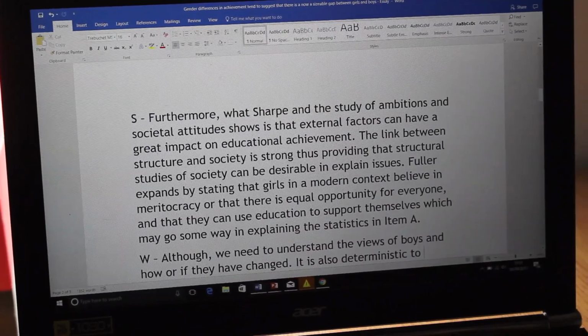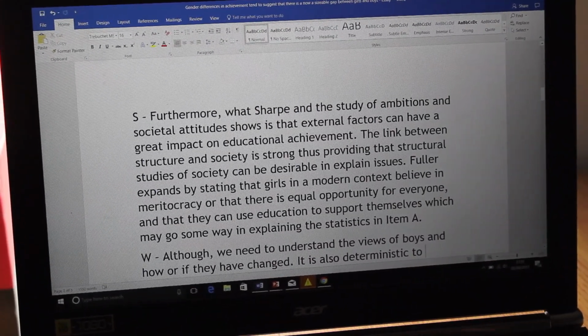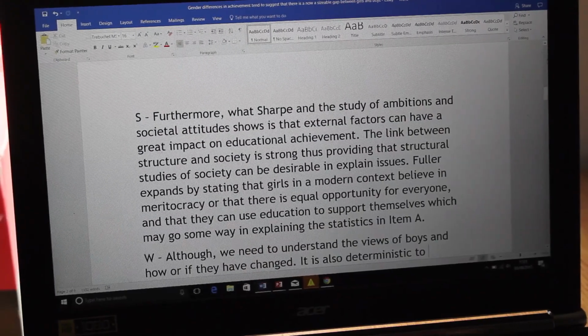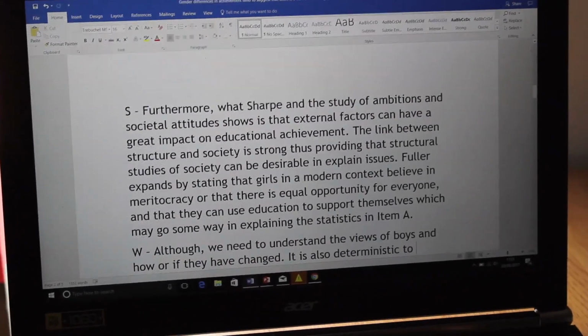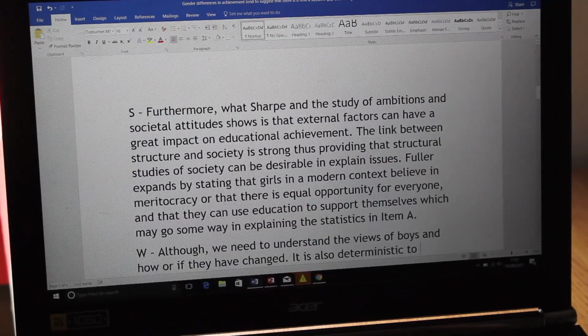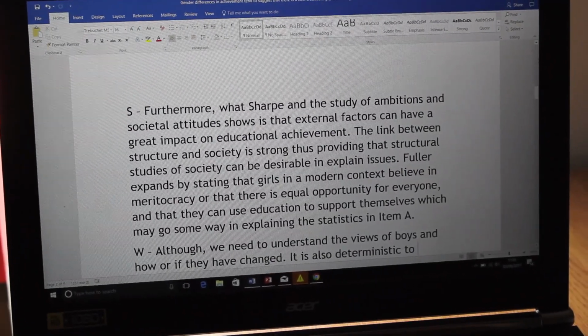So I've got my point, I've explained it. Now it's time for the strength. So furthermore, what Sharpe and the study of ambitions and societal attitudes show is that external factors can have a great impact on educational achievement.